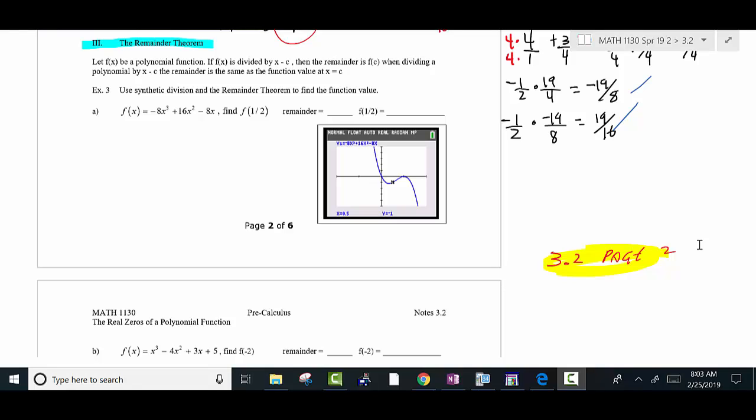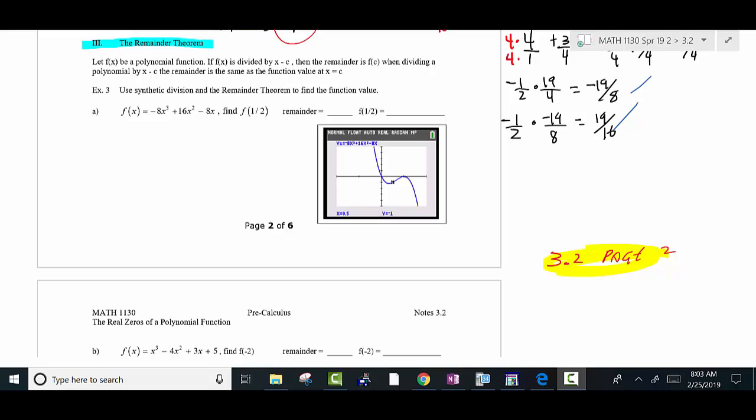So let's see. We're talking about zeros and everything. What we haven't talked about yet is what we call the remainder theorem, and I'll show you how that works. We went through synthetic division mostly and got the idea with that.